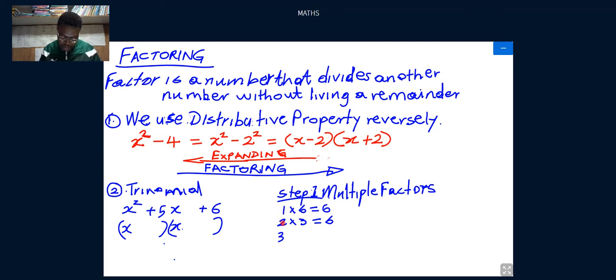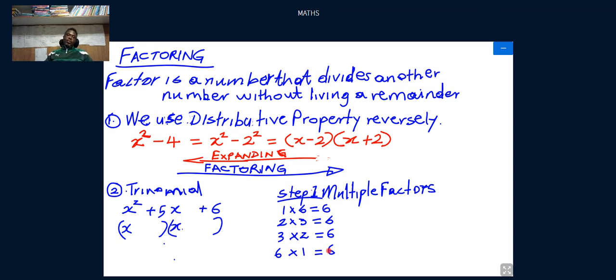Note, I'm counting in order. 1, 2, 3 multiplied by 2 is equal to 6. Number 4. There is no number which I can multiply with 4 to give me a 6, so I jump. Number 5. There is no number which I multiply by 5 and give me 6. The last one, 6. I can multiply it by 1 and still give me a 6. Okay. There you go. We have 4 multiple factors.